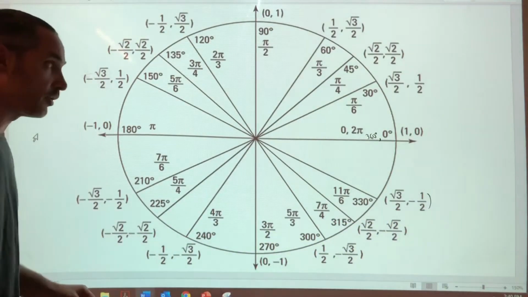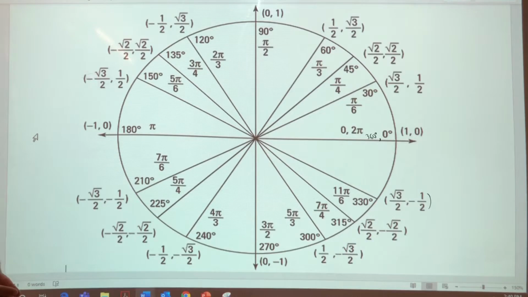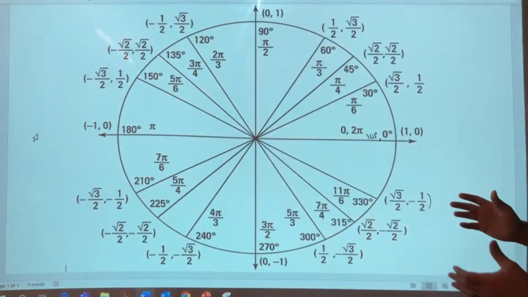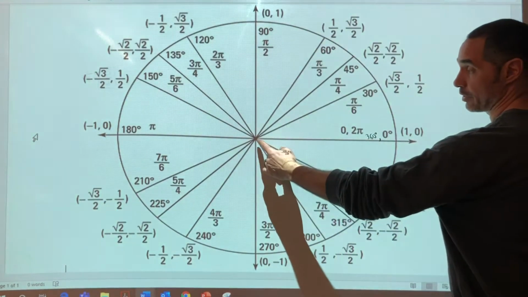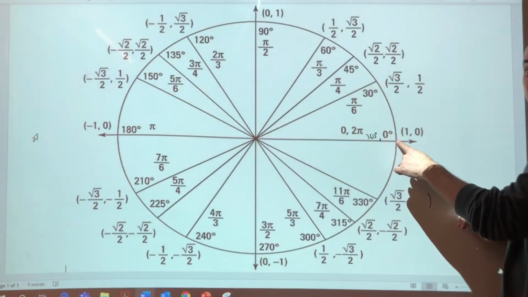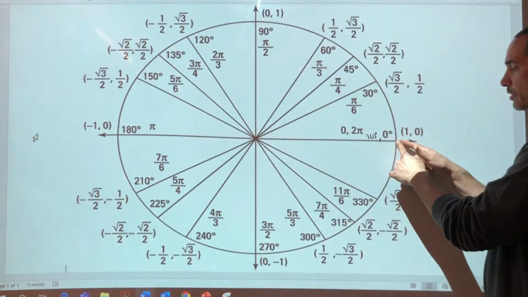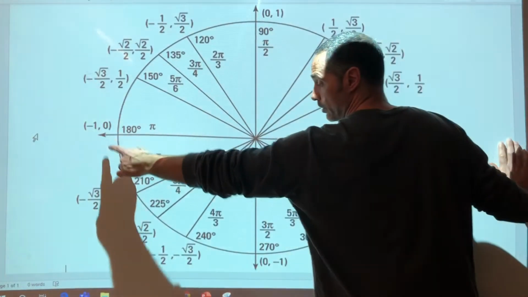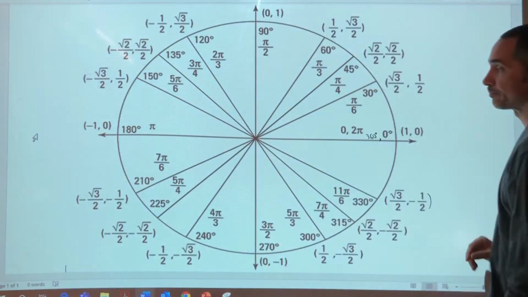So we've already covered the unit circle in class, but I just wanted to point out for people that might have missed a couple days that this is the unit circle. The reason it's called the unit circle is because the distance from the center to the outside is a distance of 1 unit. So that's why these points are (1, 0), (0, 1), (-1, 0), and (0, -1).